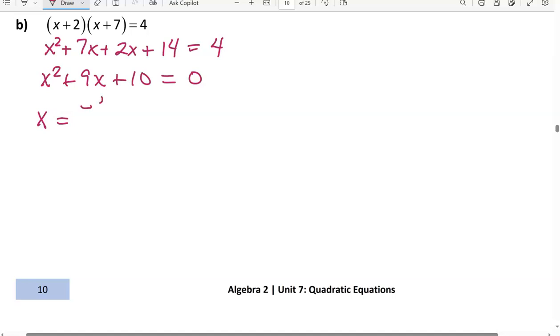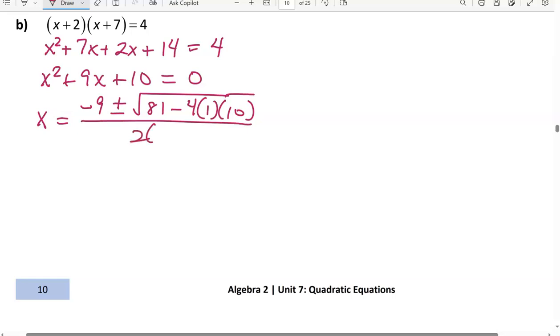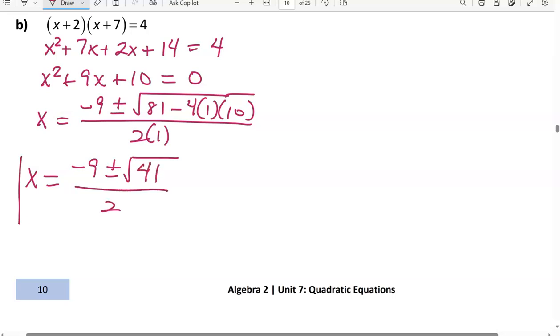x is equal to the opposite of b plus or minus the square root of b squared minus 4 times a times c, all over 2 times a. Let's do a little simplification here. In the square root, we have 81 minus 40, which is 41, and then divided by 2. And that's a fine final answer since the square root of 41 does not simplify.